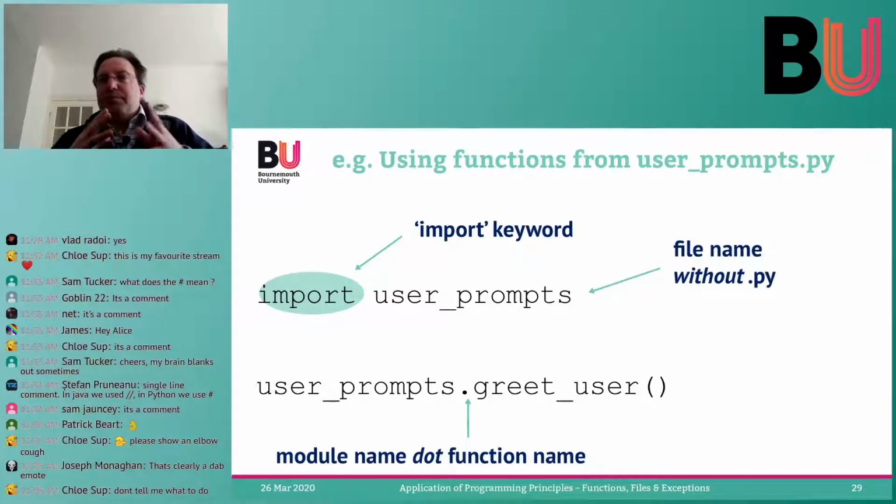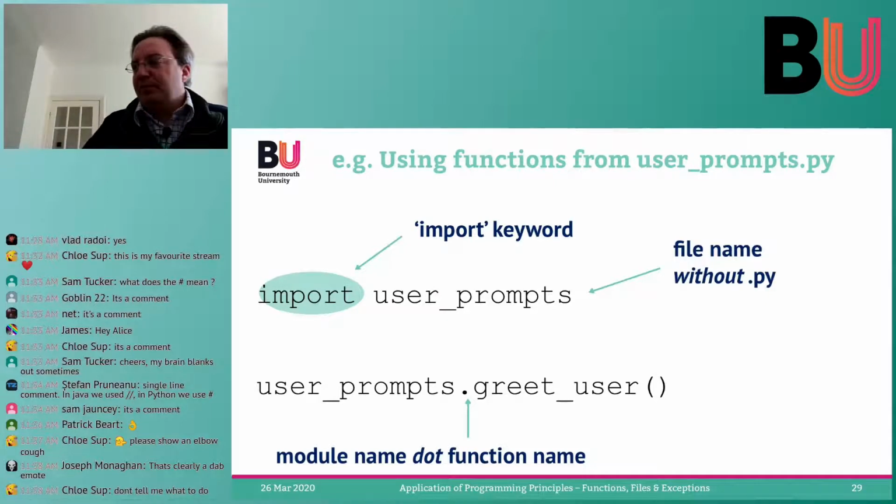This works like on this slide: we have the import keyword and then the file name without the .py where we get it from, and then you can use it. You can also import in a slightly different way to get it straight without having to use the .name bit.